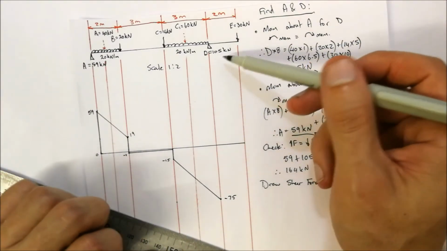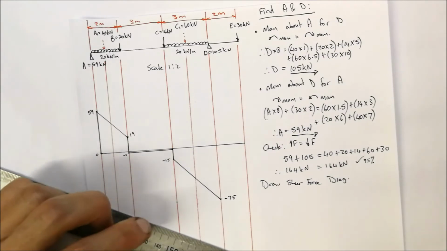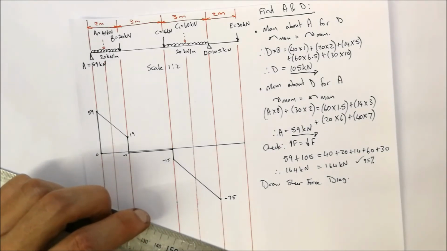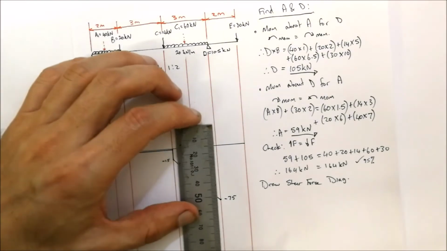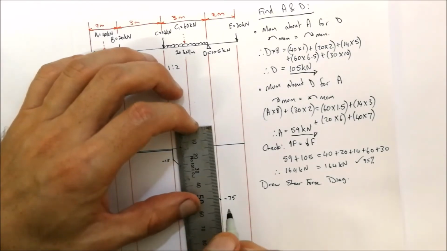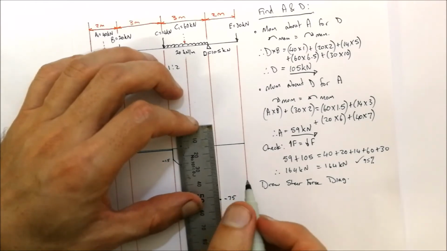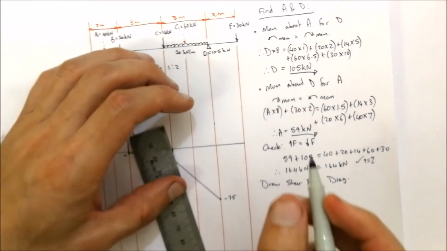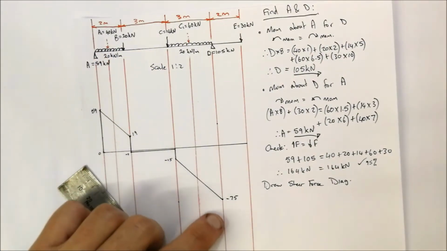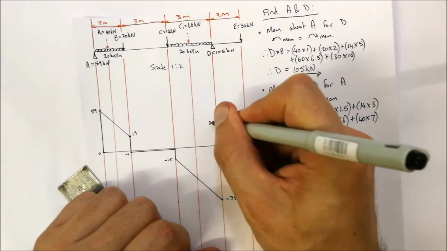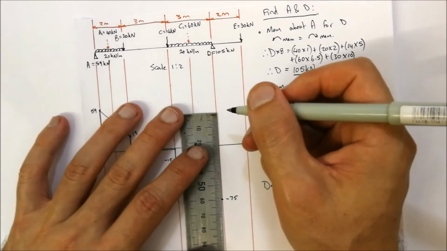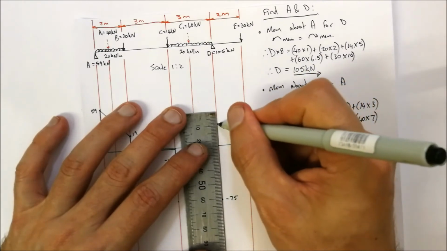Now at point D, we've got 105 kilonewtons acting upwards. So 105 divided by 2 is equal to 52.5. So I'm going to be drawing 52.5 from there, and 52.5 will give us a point over there. So minus 75 plus 105 is going to give us an answer of 30. Okay, so I can draw a line between those two dots.